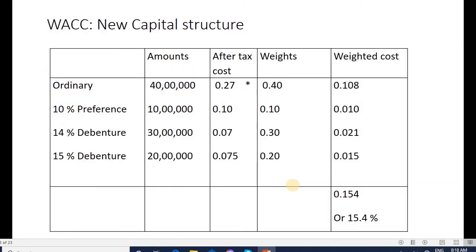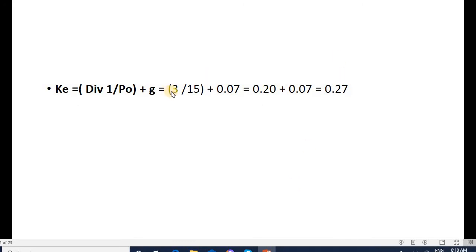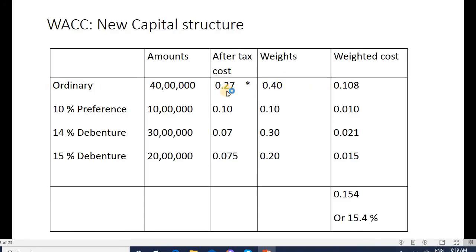So we need to calculate the cost of equity, that is 3 divided by 15 plus 0.07. 3 divided by 15, that is 0.20, plus 0.07 comes around 0.27. So this 0.27 we need to write here, and then we need to take the product of 0.27 into 0.4, 0.10 into 0.10, 0.07 into 0.30, and 0.075 into 0.20, which is 0.015, that is 15.4%.